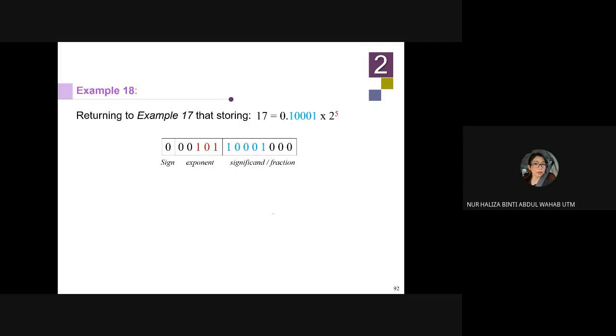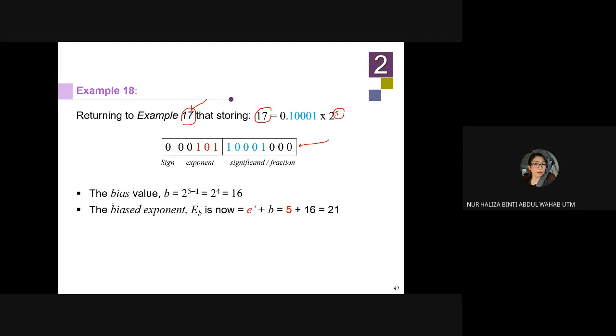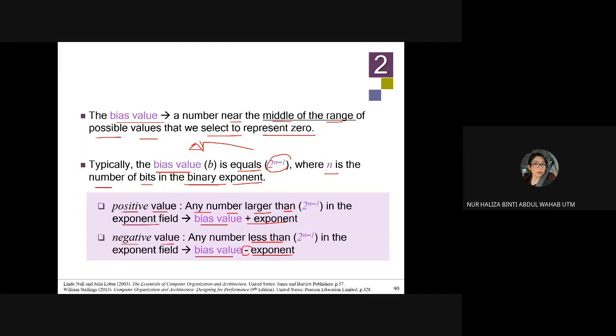So let's say there is example number 18, returning to example 17, which is 17 in decimal. It's a similar example; if you look, you have example number 17. You will get this kind of answer because this one is a positive exponent. Now, over here, you need to calculate the bias value. So B is 2 to the power of n minus 1. This is your n. N minus 1, 5 minus 1, you will get 2 to the power of 4, which is 16. This is the value of your bias. B equals 2 to the power of n minus 1, and this equation was already stated here.